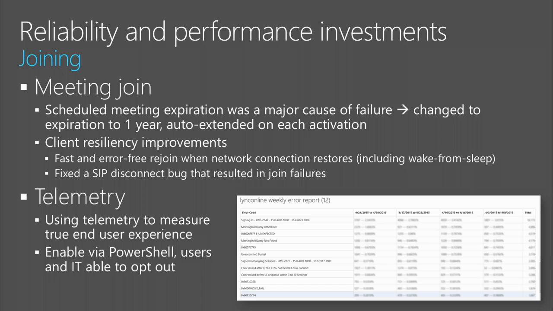Just to show you an example of the telemetry we're using, I blurred out the numbers because there's some proprietary business information here for us. But this is an example of one of the dashboards we use to measure how we're doing in terms of our performance and the types of failures. You can see down the left are various types of failures that we're seeing in meeting join that we track across the various clients and the services.